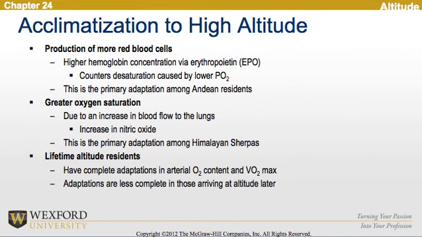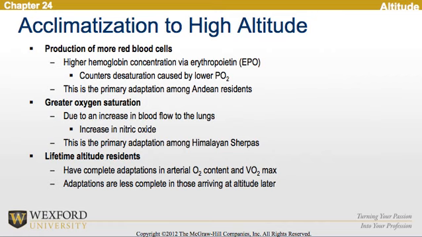Now looking at the acclimation to high altitude, we see that there is a production of more red blood cells. This leads to higher hemoglobin concentrations via erythropoietin. This counters the desaturation caused by the lower partial pressure of oxygen. This is the primary adaptation among the Andean residents.